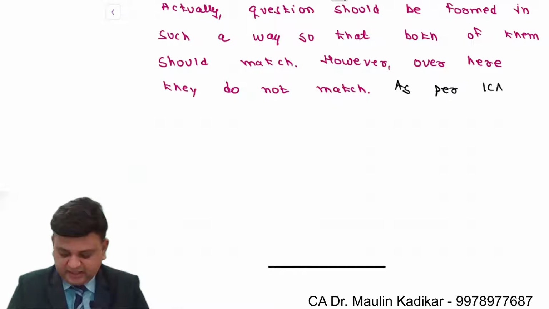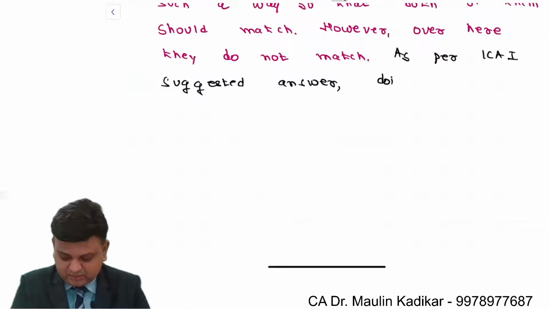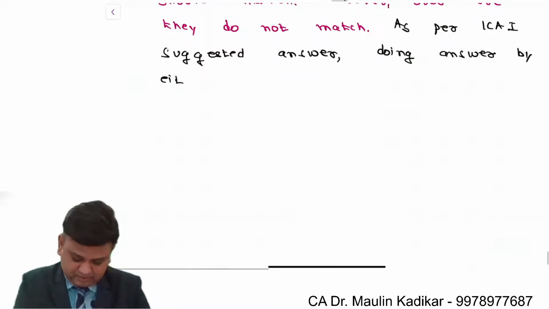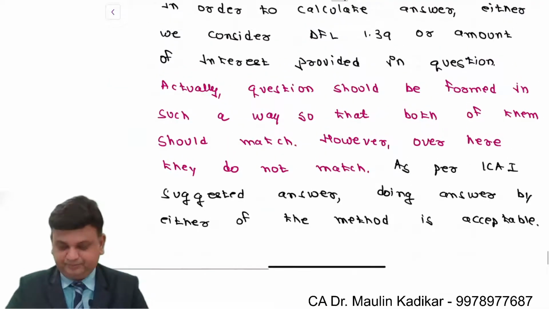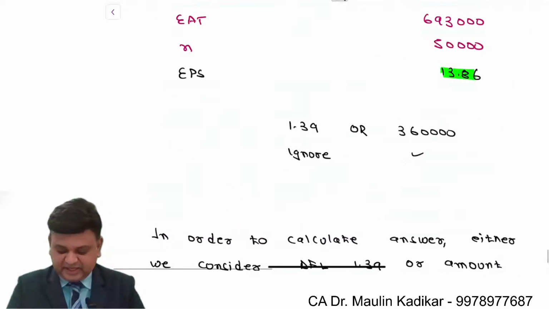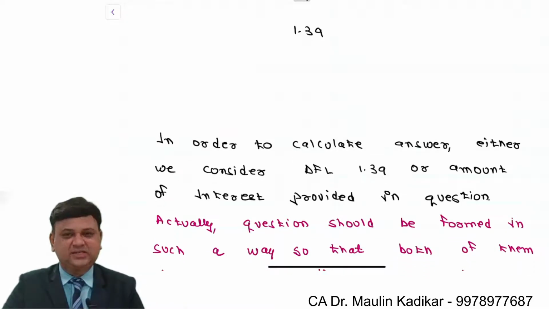As per the ICAI suggested answer, doing the answer by either of the methods is acceptable. Personally, I recommend that you consider DFL 1.39 for doing the answer and ignore the actual interest. This is what I suggest all of you personally to do.